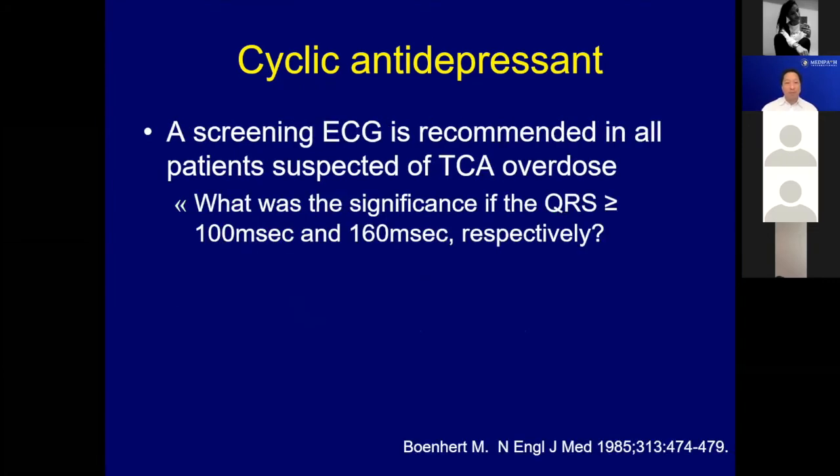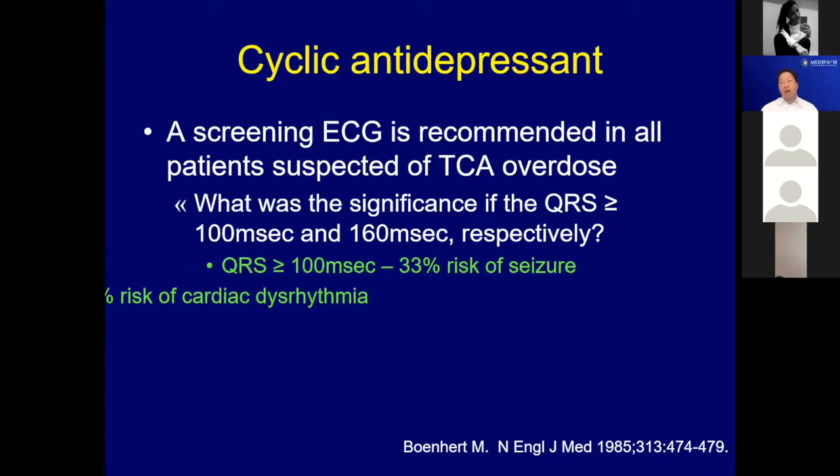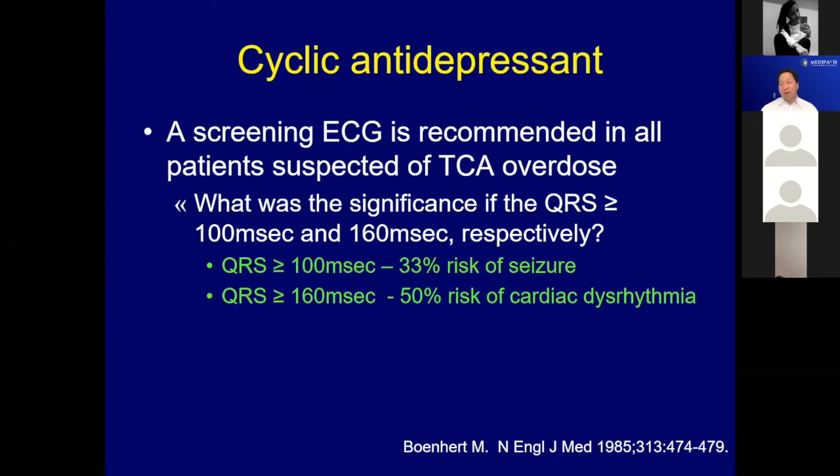Next slide. So with any overdose, particularly when we're worried about cardiac toxic effects, we always do an ECG. And the reason we do an ECG is that we're concerned about sodium channel blocker effects. What is the significance if the QRS is greater than 100 milliseconds and 160 milliseconds? Anybody know? How much bicarb you gotta give? Nope. It gives you a prognosis, or estimated risk of toxicity. So the wider the complex, the more sodium channel blocker effect is going on.